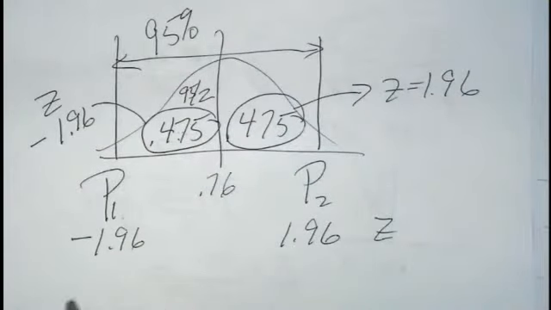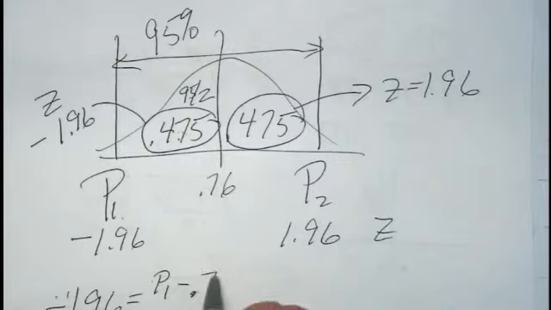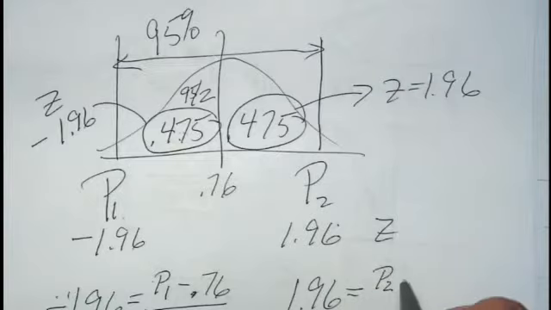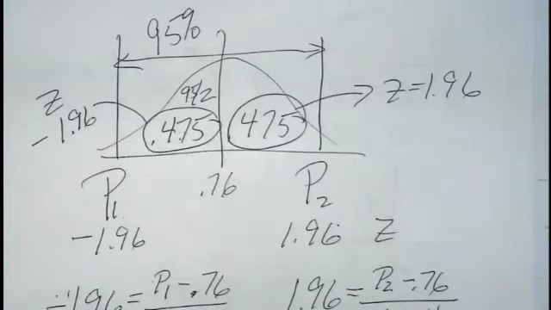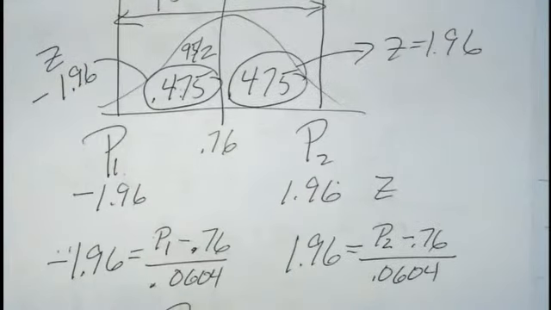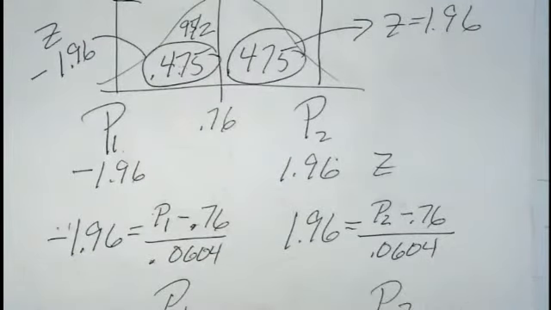So I will calculate P1. Here's Z equals P1, I'm going to put in the formula. The population is 0.76, and the standard error is here. On this side, I have a positive 1.96, P2 minus 0.76, over 0.0604. And I'm going to leave it up to you to do that algebra, to calculate P1 and P2, and I believe you can check it on my PowerPoint presentation.